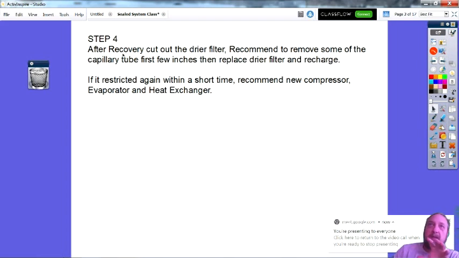Yesterday, about if a system had a restriction, how we were supposed to approach it, how we were supposed to service it, and so forth.